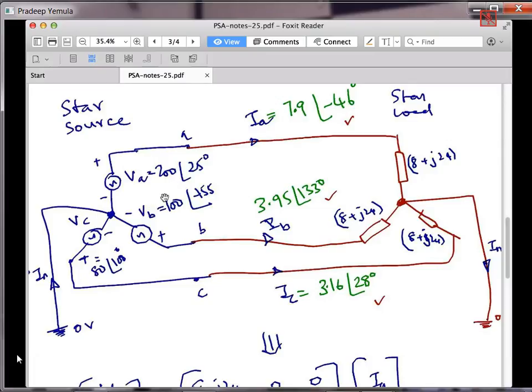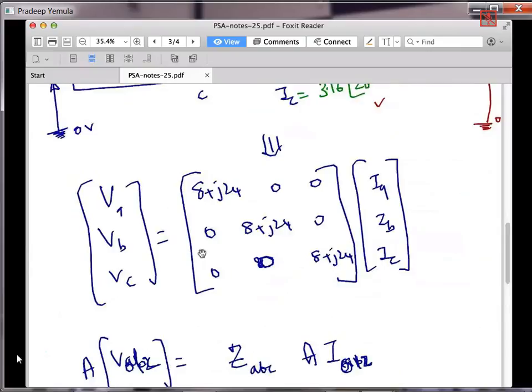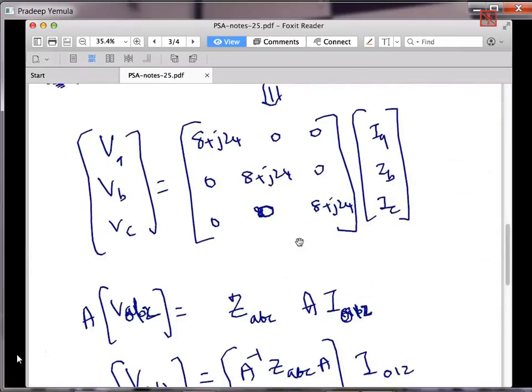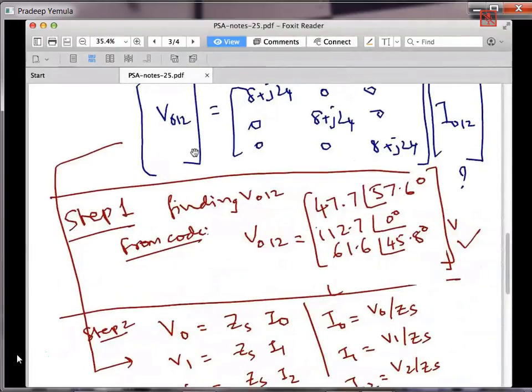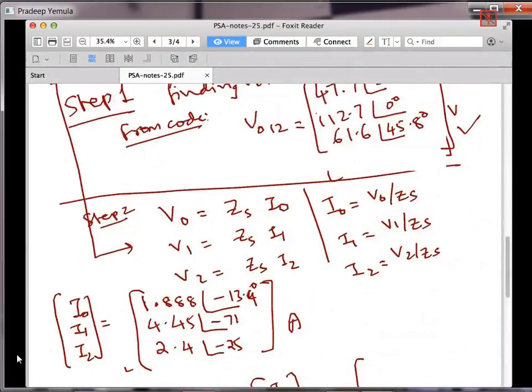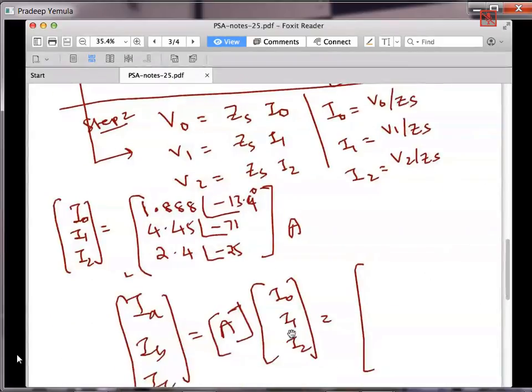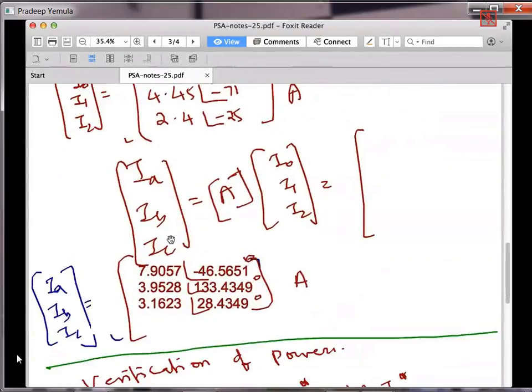So source voltages are different. So then what I did is, we had calculated the sequence components. So voltage sequence components I know. So from that currents I calculated, and finally we get the actual currents IA, IB, and IC.